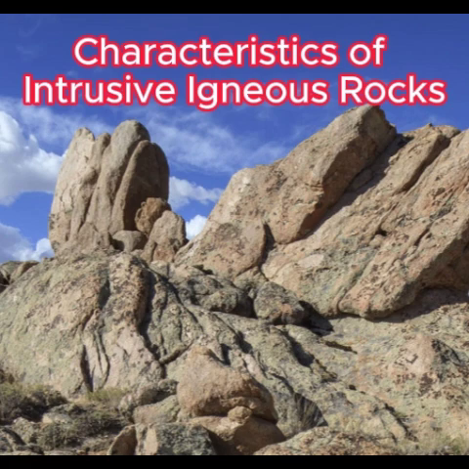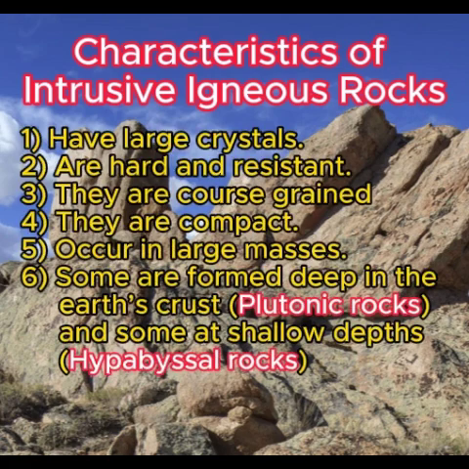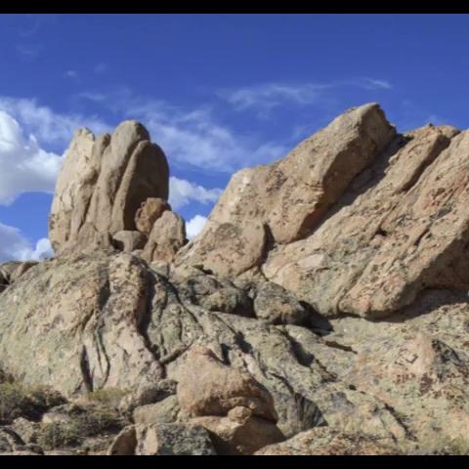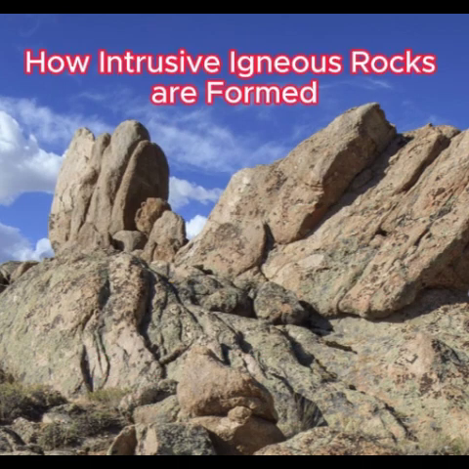Characteristics of intrusive igneous rocks. 1. They have large crystals. 2. They are hard and resistant. 3. They are coarse-grained. 4. They are compact. 5. They occur in large masses. 6. Some are formed deep in the Earth's crust, that is, plutonic rocks, and some at shallow depths, that is, hypabyssal rocks.